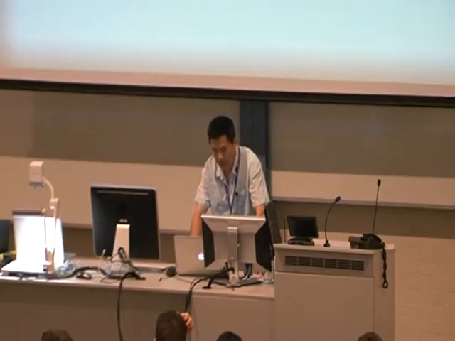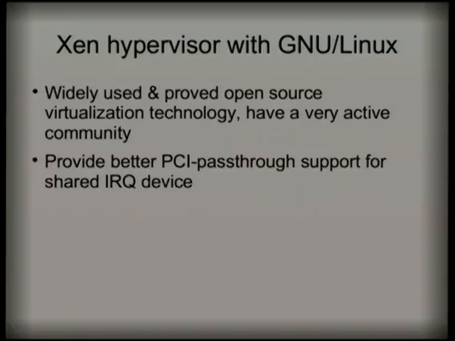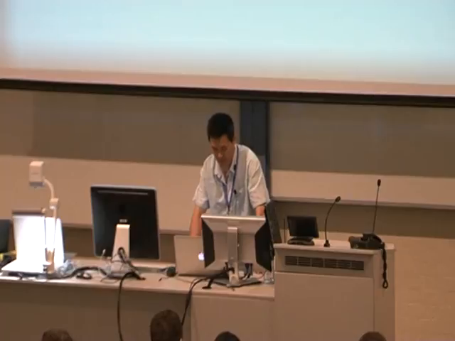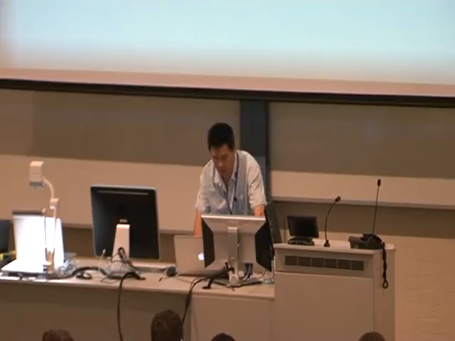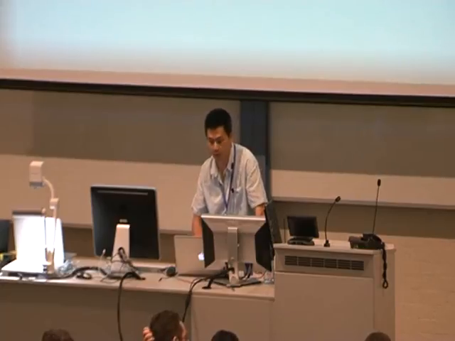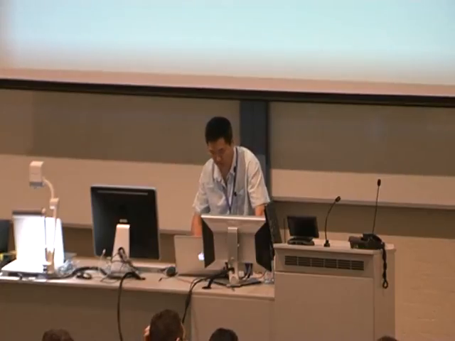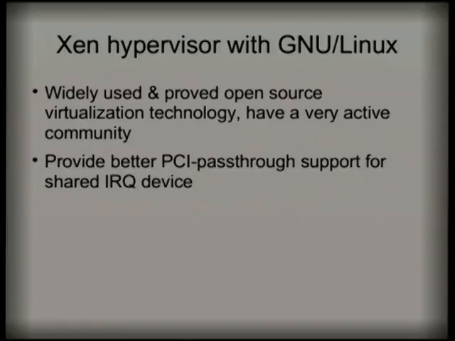This is actually the main reason we chose Xen over KVM, because at the time we set up this networking lab, the wireless network card we're using shared the IRQ with the USB controller of the motherboard, and KVM doesn't support PCI pass-through for shared IRQ devices.